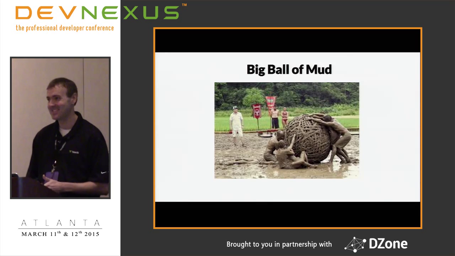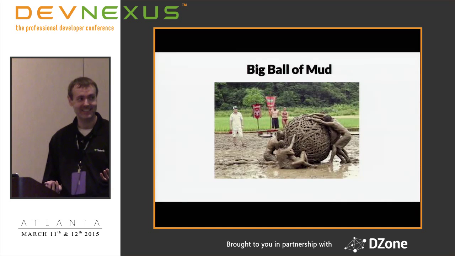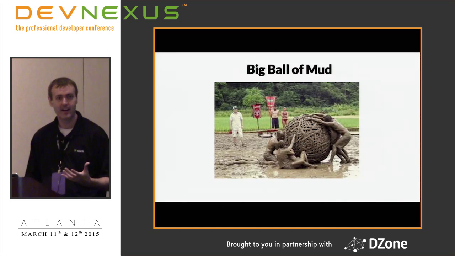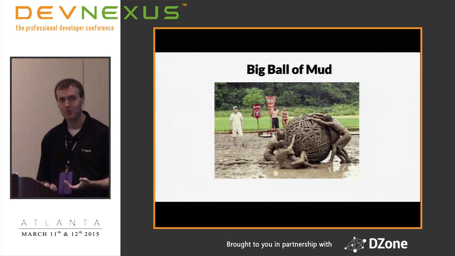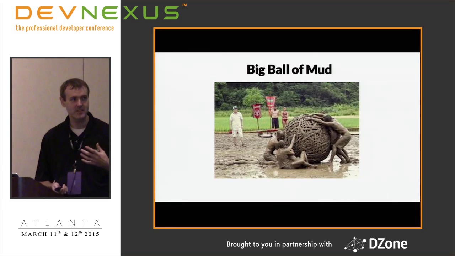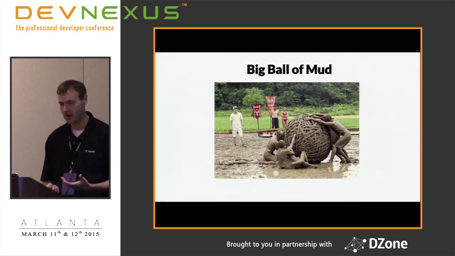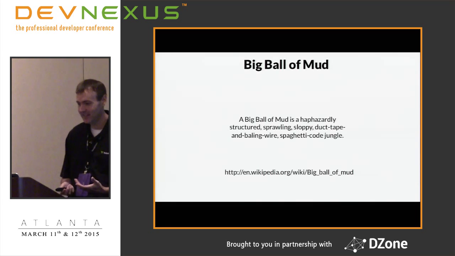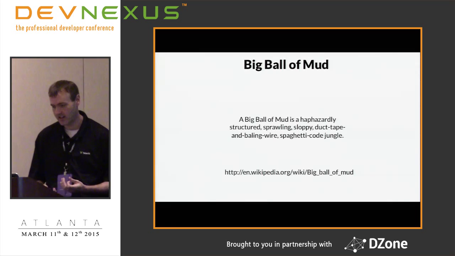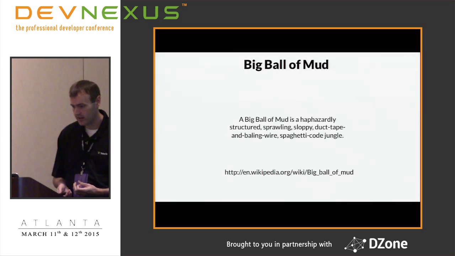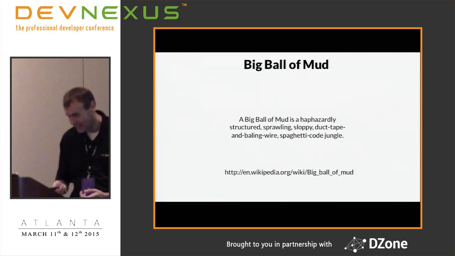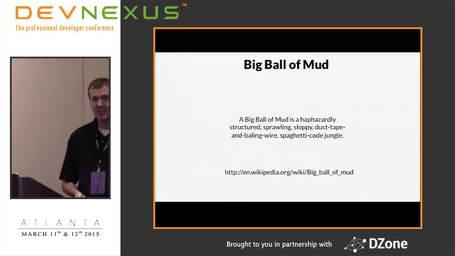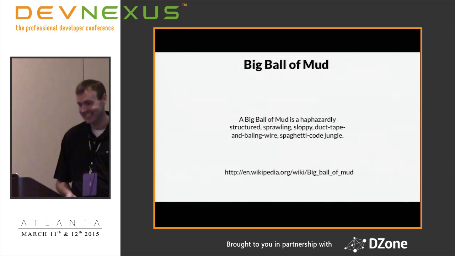And everybody knows this one, right? You've heard of this. This is real. This is actually on Wikipedia, the big ball of mud. So I'm seeing one person say, yes, they have heard of this. So I went to Wikipedia and I looked it up. And before I show you that, this was exactly what I was doing at my previous jobs. And it says here, basically it's a haphazardly structured, sprawling, sloppy, duct tape and baling wire spaghetti code jungle. That's the actual definition that Wikipedia gives.